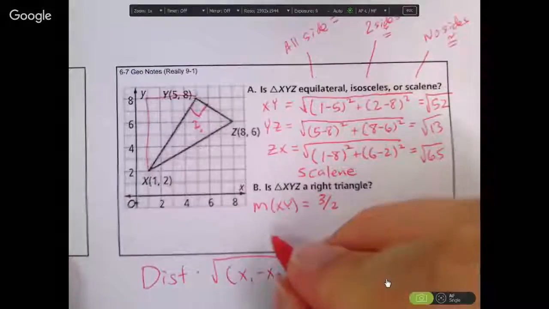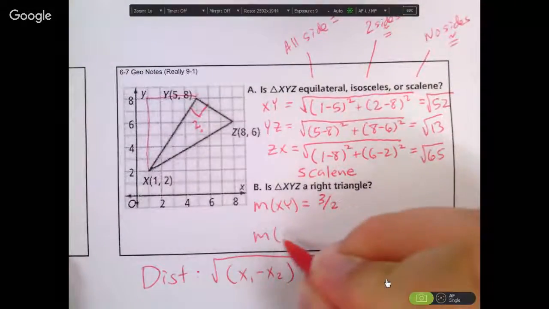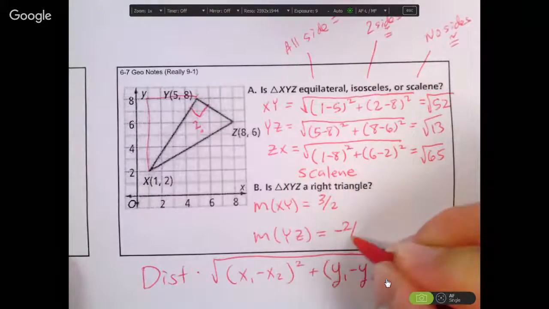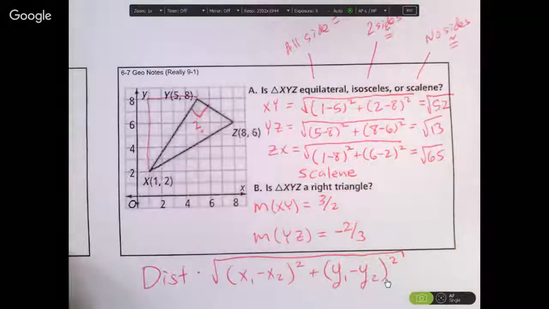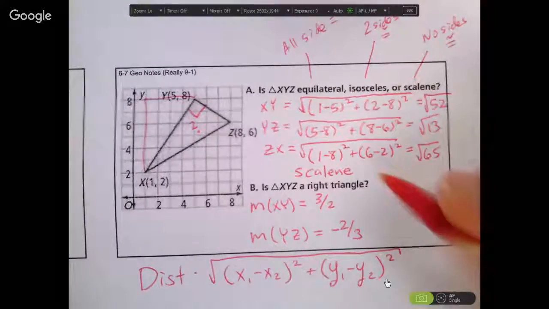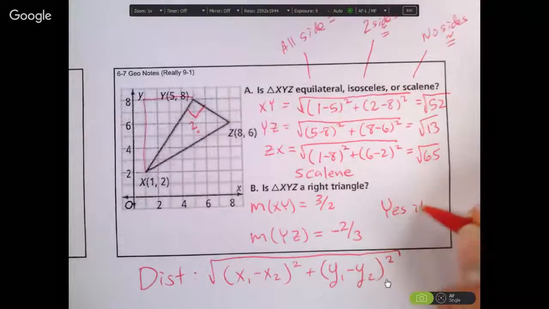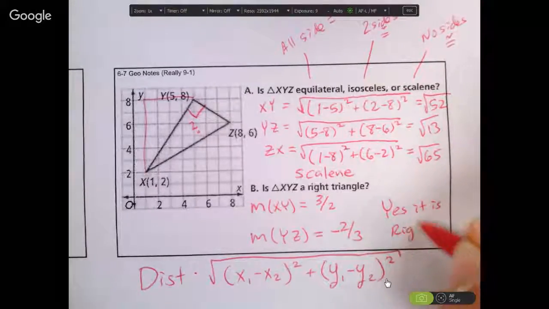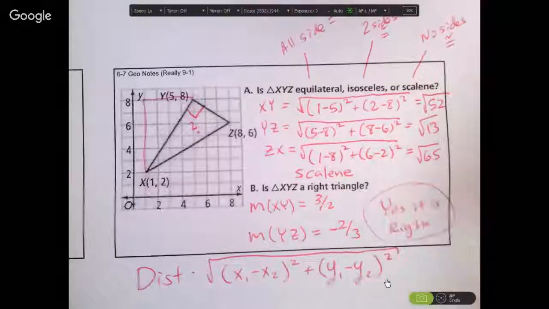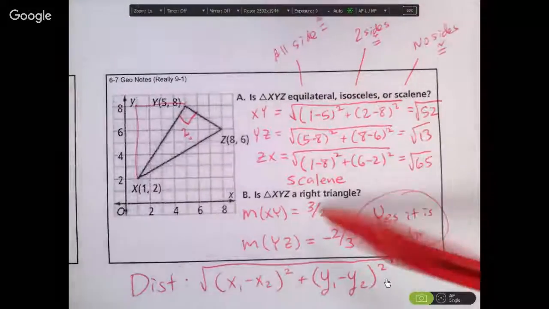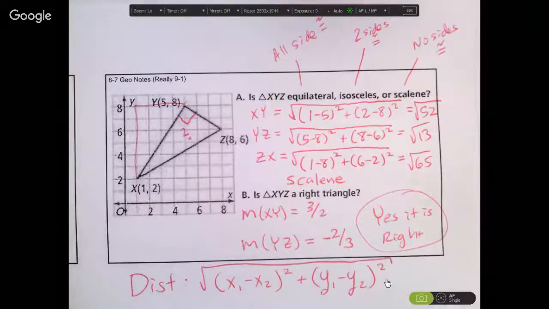Okay, and then the slope of YZ is negative 2/3. So are they perpendicular? Yes. Okay, they are. So is it a right triangle? Yes. Yes, it is right. So if somebody were to say, yeah, it's right because it looks like it's right, that would not be an acceptable answer. But if you said, yes, it's right, and you just wrote down these two bits of information, that'd be fine.